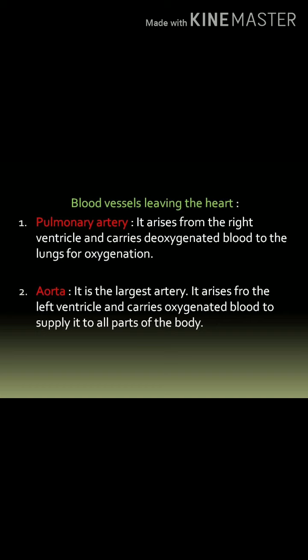Next, aorta. Aorta arises from the left ventricle and carries oxygenated blood to supply it to all parts of the body. Aorta is the largest artery in the human body. So it carries the oxygenated blood from the left ventricle and pumps that oxygenated blood to the whole part of the body. Here aorta has different branches. Through those branches, the oxygenated blood is circulated in the whole body.